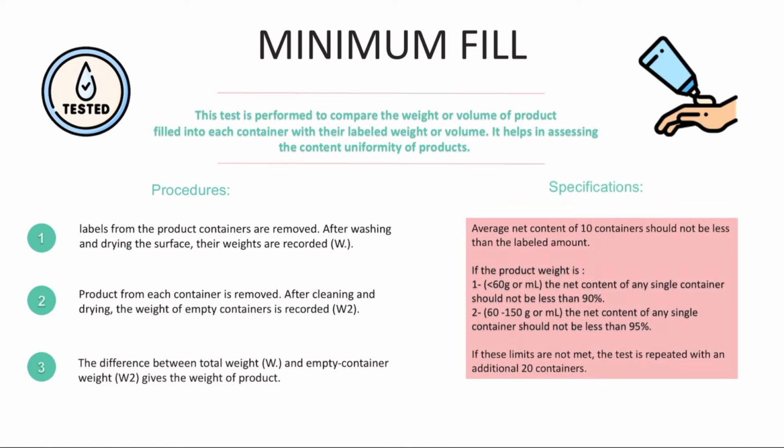If the average weight of 10 containers is less than 60 grams, the label amount should not be less than 90%. And if the weight is between 60 and 150 grams, the label amount should not be less than 95%. Also, this test is not used if the average weight is more than 150.